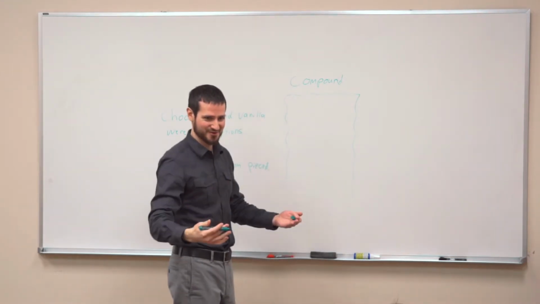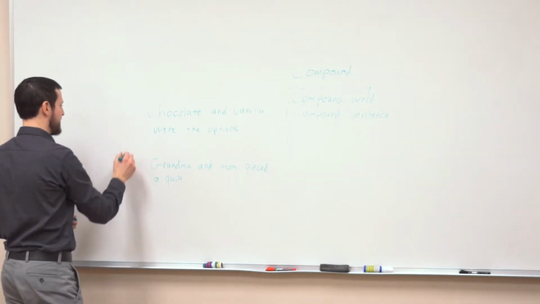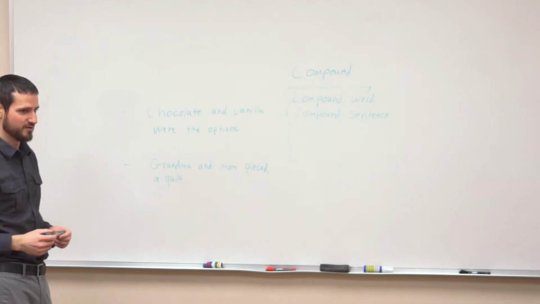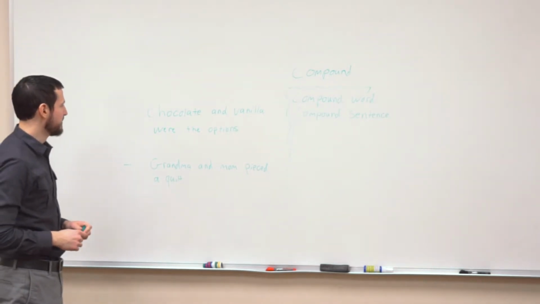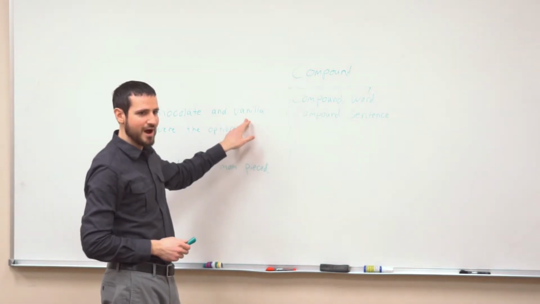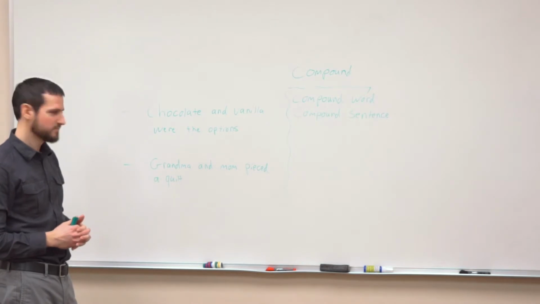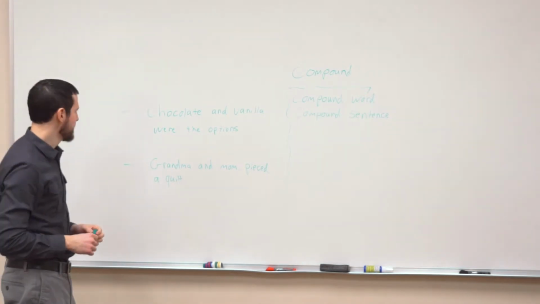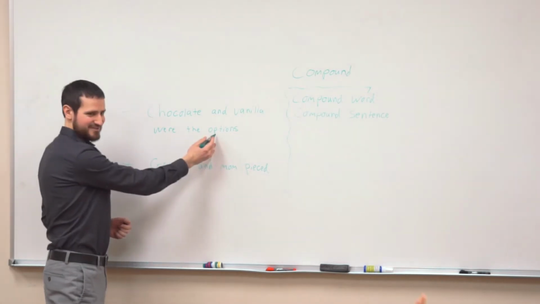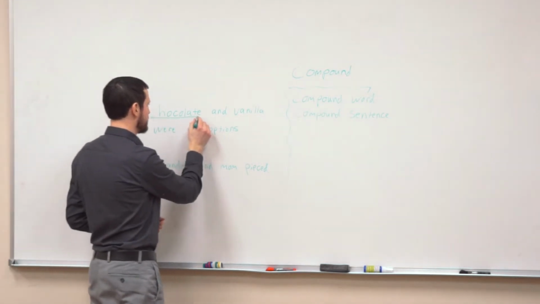A compound word. Well, I have two sentences here, and each of them has a compound subject. Let's see if we can find out what they are. Okay, so you're saying chocolate and vanilla are both subjects. So how are they compound? Or how are they one subject to something? Because chocolate and vanilla were the options. Okay, so you're saying these are the subject.